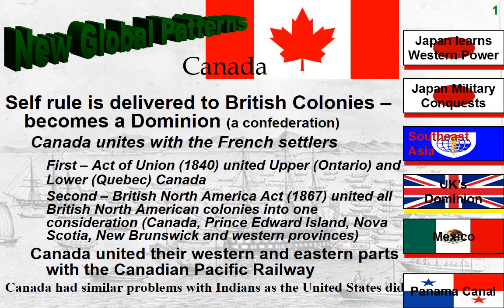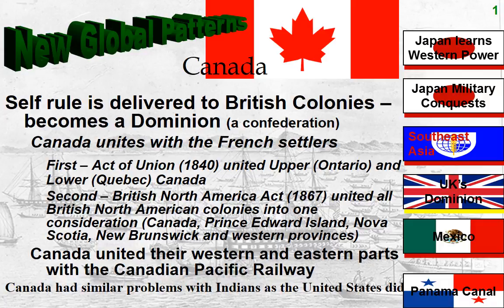Now, in 1840, an Act of Union was passed by the British Parliament to unite Upper Canada and Lower Canada, which is what is now Ontario and Quebec, making them a united colony.